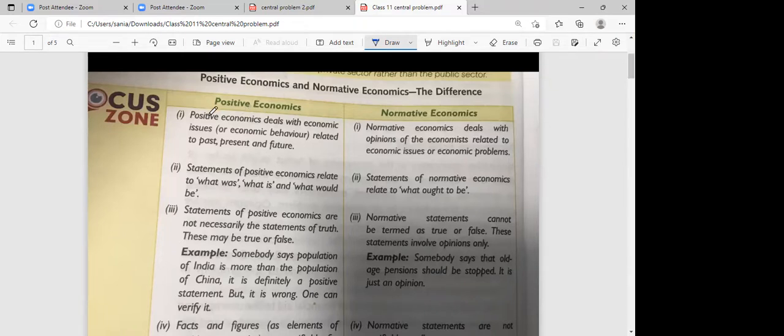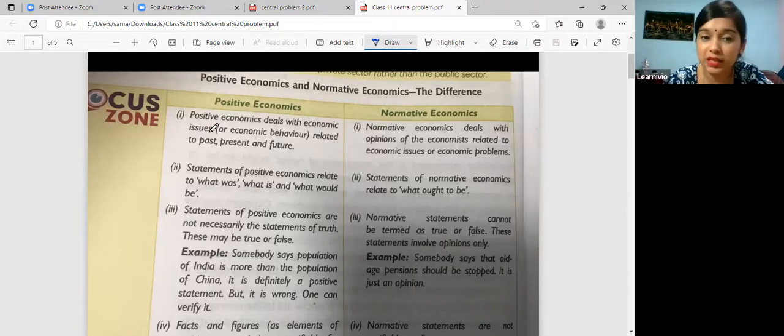Okay. So positive economics deals with economic issues or you can say economic behavior related to past, present, future. If you have a problem related to past, for example, yesterday I was facing it. Presently, I am right now in the market, about to purchase things. What should I purchase? This is the present problem. And in future, tomorrow I'll be going to the market. What should I purchase? So this is my future problem.